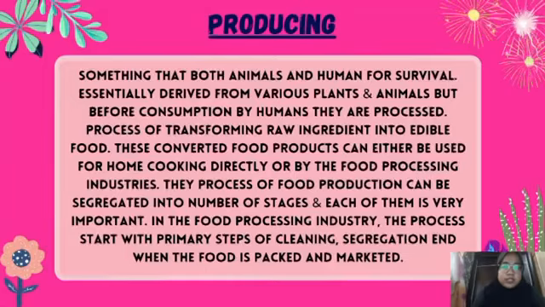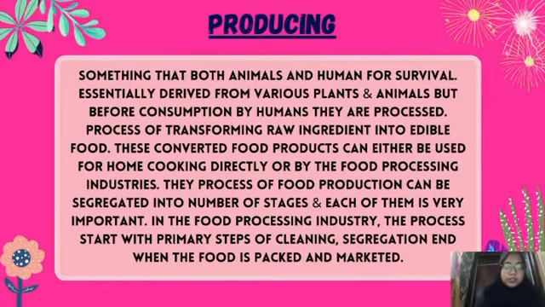Food is something that sustains animals and humans for survival, derived extensively from various plants and animals, but before consumption by humans, it is processed. Food production is the process of transforming raw ingredients into edible food. The converted food product can be used for home cooking directly or by the food processing industry.